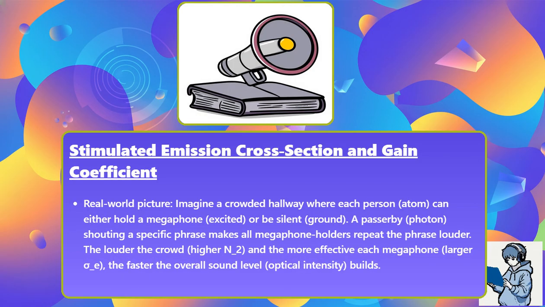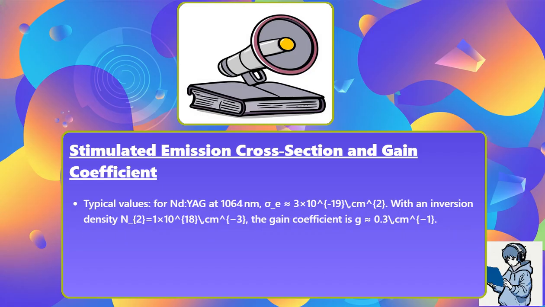Real-world picture. Imagine a crowded hallway where each person (atom) can either hold a megaphone (excited) or be silent (ground). A passerby (photon) shouting a specific phrase makes all megaphone holders repeat the phrase louder. The louder the crowd, the higher N2, and the more effective each megaphone, the larger sigma_e, the faster the overall sound level (optical intensity) builds.